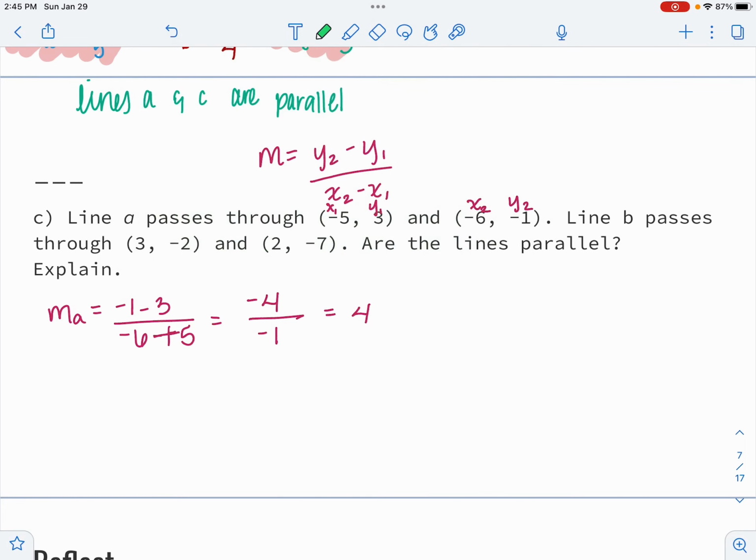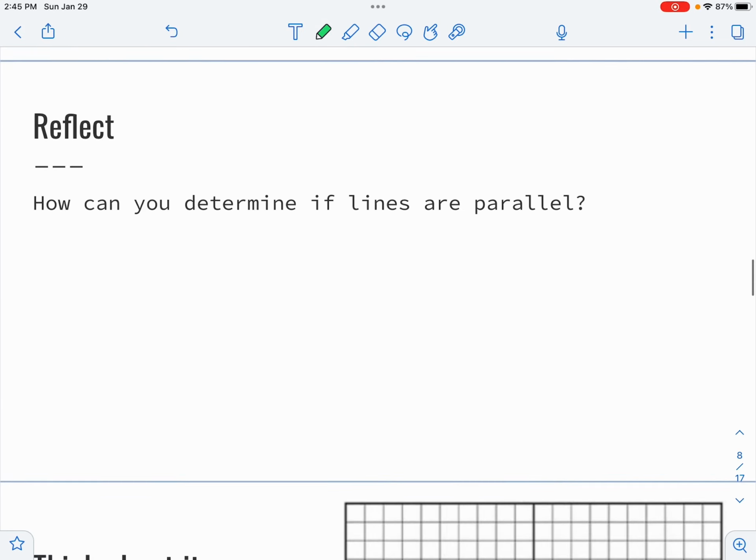Now finding the slope for B. And labeling the points. -7 minus -2 over 2 minus 3. So that's going to be -5 over -1, which is +5. So no, these lines are not parallel because they are not the same slope.